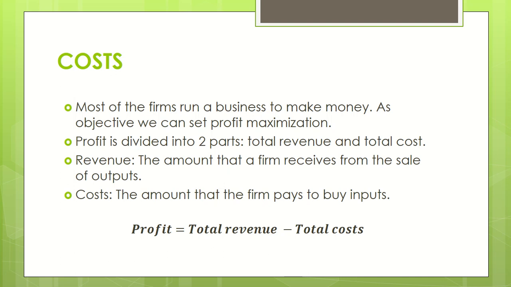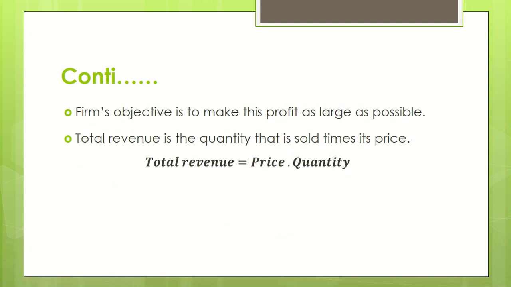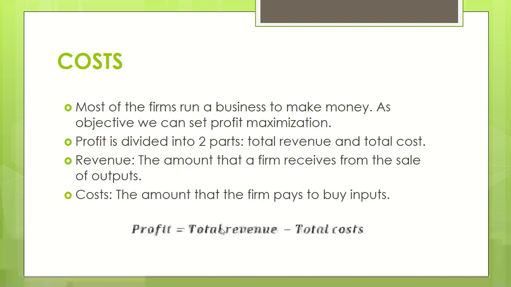Now there is a difference between profit and revenue. Revenue is how much money a company collects from its customers. Basically, it is the income brought into the firm from selling its products, and it is calculated by multiplying the price of a product times the quantity of output sold. As you can see here, total revenue is equal to price times quantity.